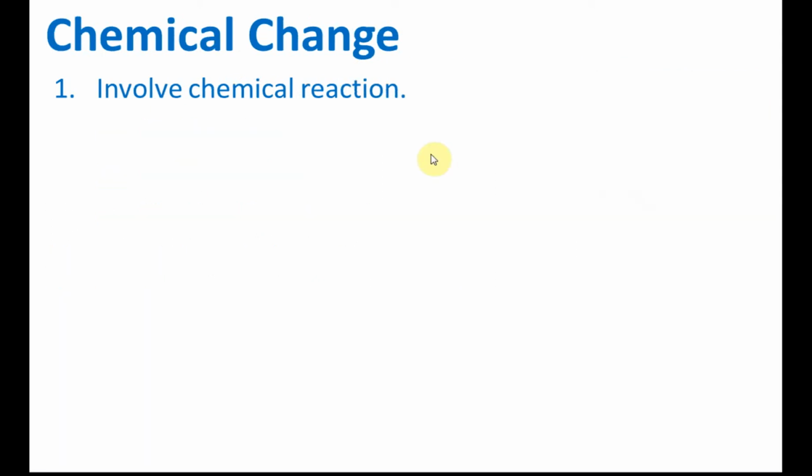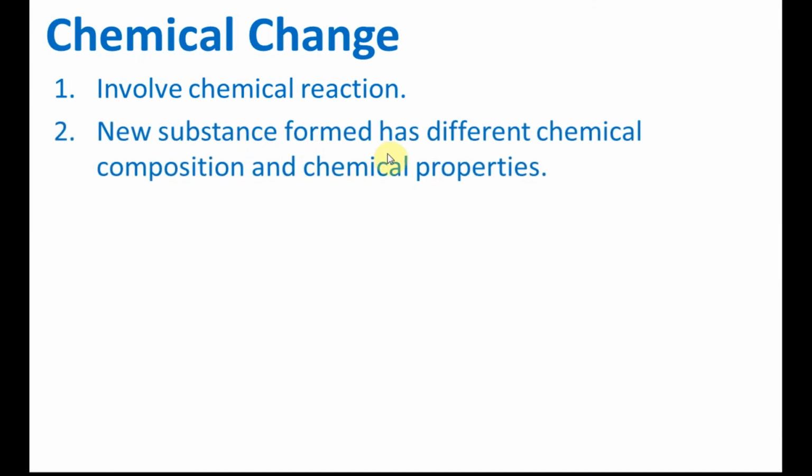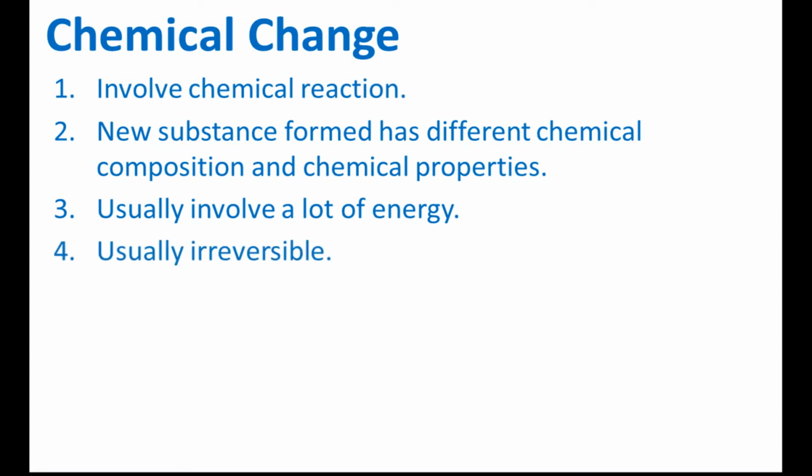Chemical change. A chemical change involves chemical reactions where a new substance will form. The new substance has a different chemical composition and different chemical properties. Usually it involves a lot of energy, and usually it is irreversible. After the change, it is very hard to change it back to the previous chemicals. So that's chemical change.